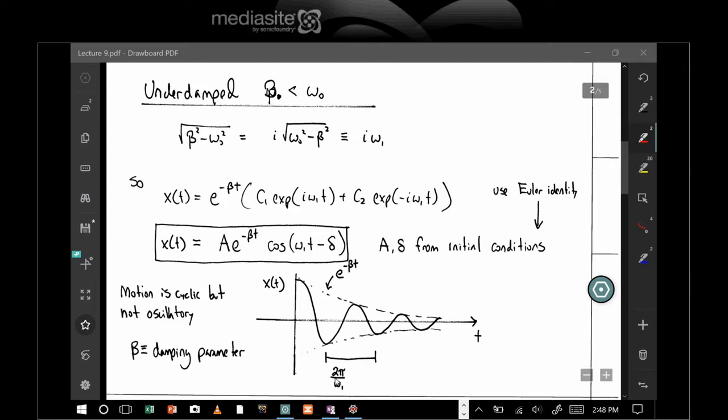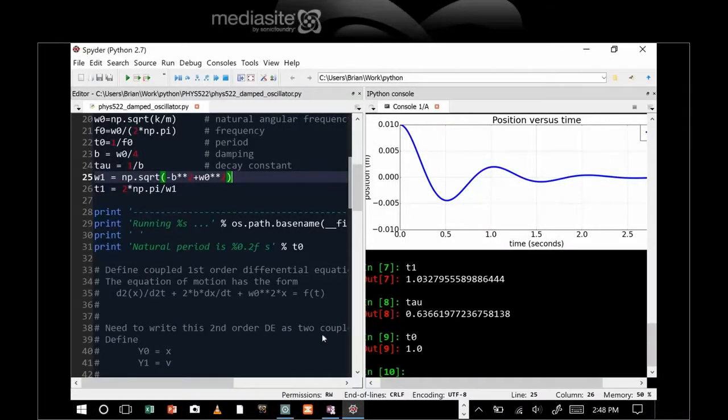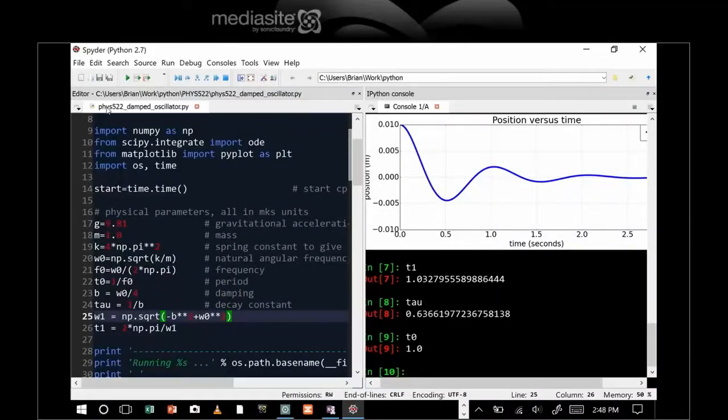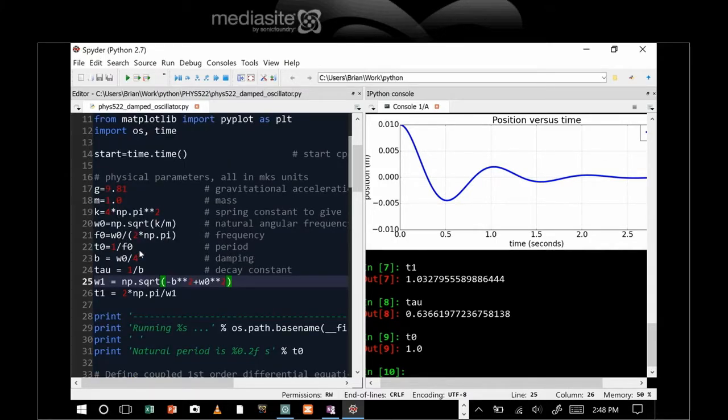Let's actually plot this out for a specific condition. I have code here called physics 522 damped oscillator. And what I'm going to do is set my natural period. I set up my condition so my natural period is actually 1 second. Okay. And you can see here I typed in T0 is my natural period, and that's 1 second. So I just arrange k, remember k over m, such that I get a natural frequency of 1.